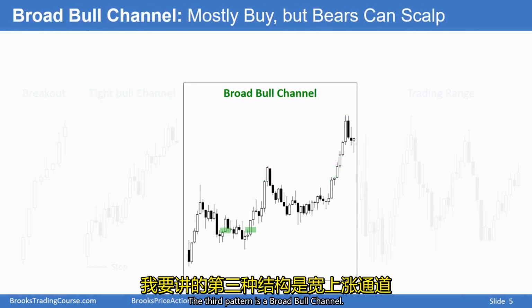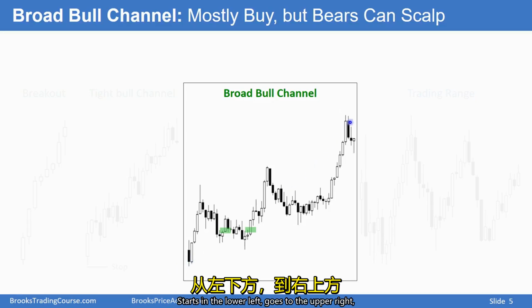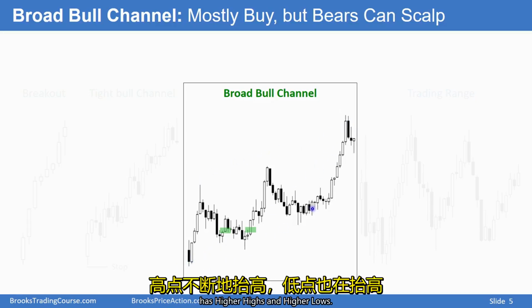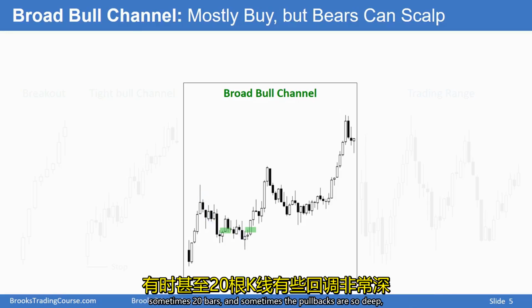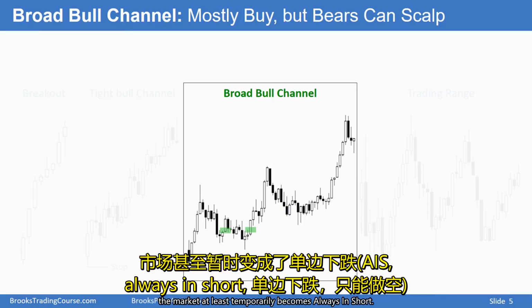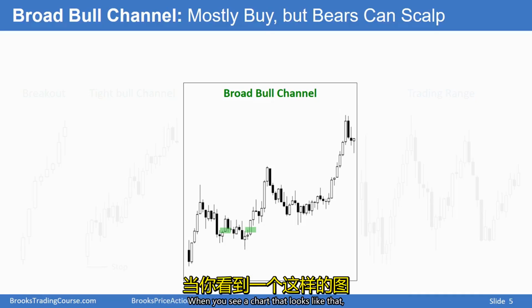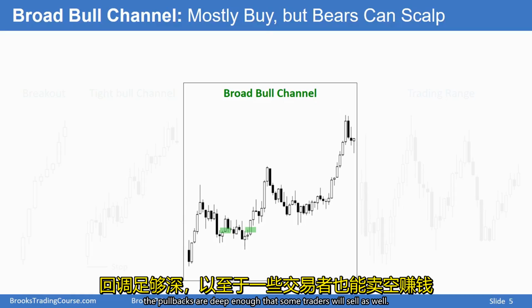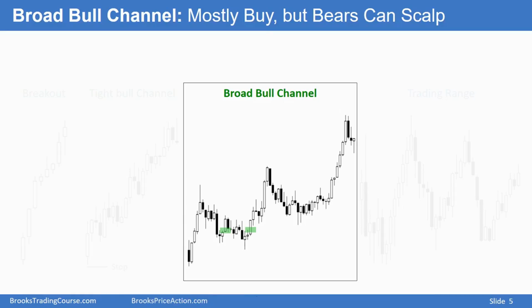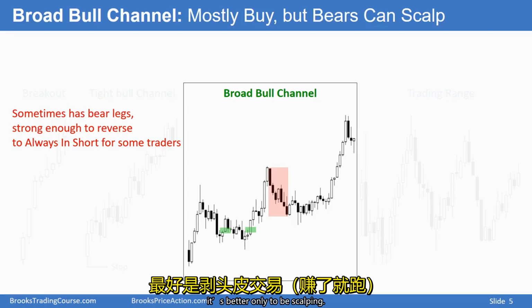The third pattern is a broad bull channel. It's a bull trend, starts in the lower left, goes to the upper right, has higher highs and higher lows. However, unlike a tight bull channel, here the pullbacks last 5 bars, 10 bars, sometimes 20 bars, and sometimes the pullbacks are so deep the market, at least temporarily, becomes always in short. When you see a chart that looks like that, while it's still easier to make money buying, the pullbacks are deep enough that some traders will sell as well. In general, if you're selling and the trend is still bullish, it's better only to be scalping.